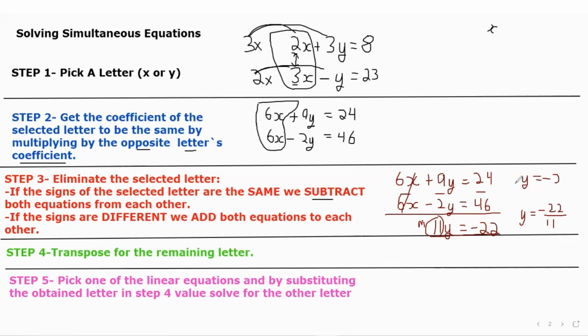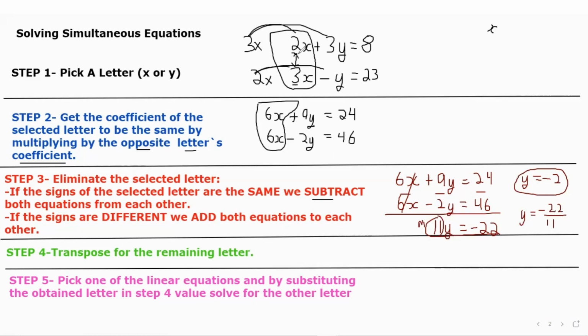So we have our first coefficient. So we have y, so obviously we've got to get x. The last step will tell us how to get x. So step 5, pick one of the linear equations, and by substituting the obtained letter's value from step 4, solve for the other letter.